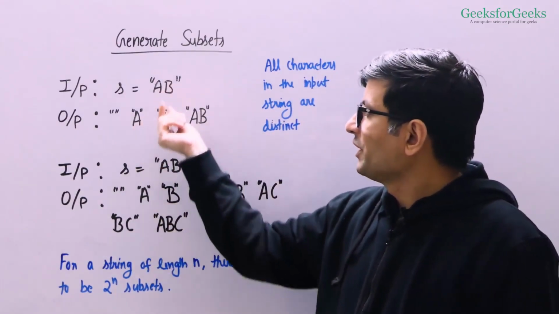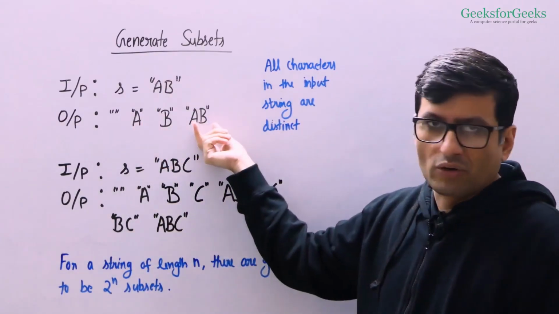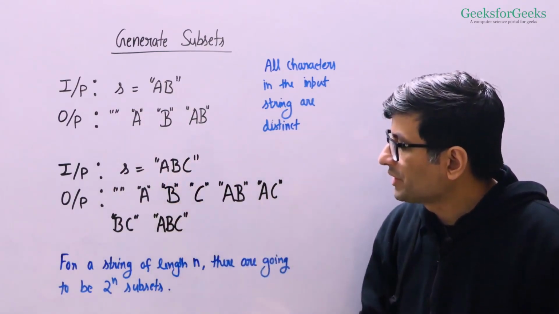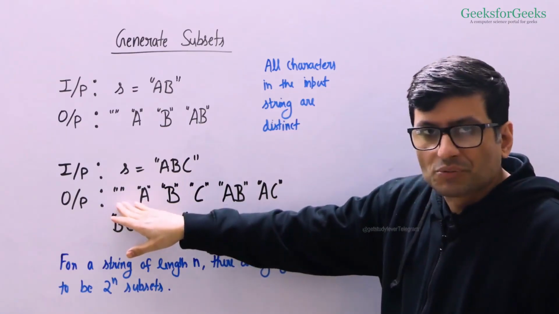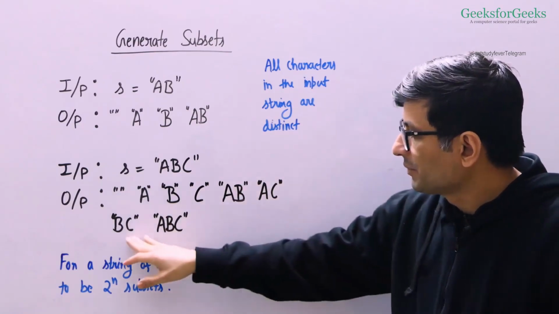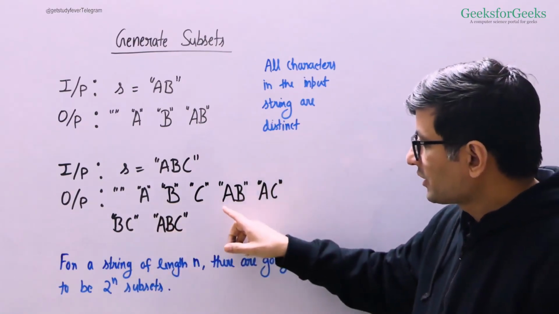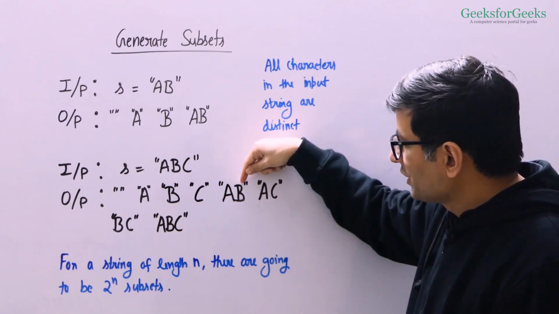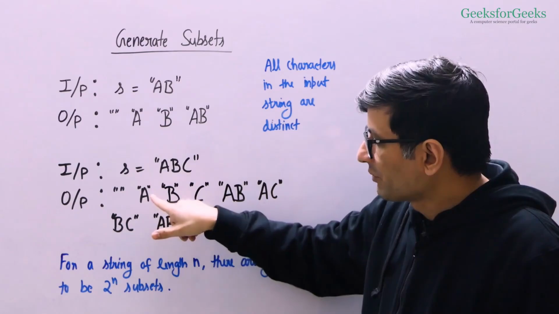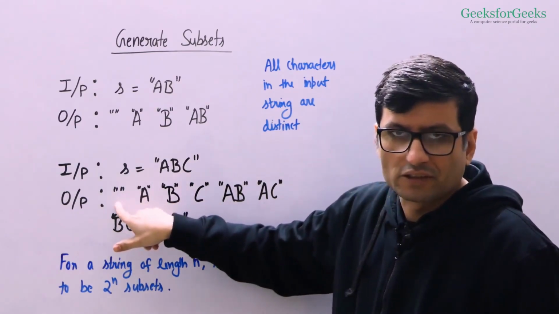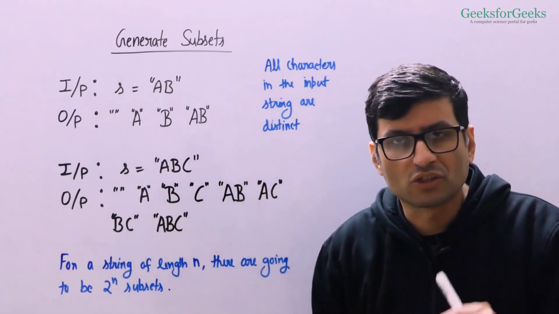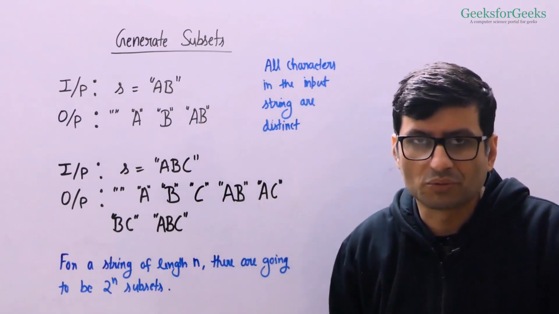So in this we remove B, in this we remove A, here we did not remove anything, here we removed both of them. If you see this example ABC, the subsets or subsequences are empty string, A, B, C, AB, AC, BC and ABC. See, these are subsequences because this is obtained by removing C, this is obtained by removing B, this is obtained by removing A, and these are obtained by removing BC, AC and all the characters. For a string of length n, there are going to be 2 raised to the power n subsets or subsequences.